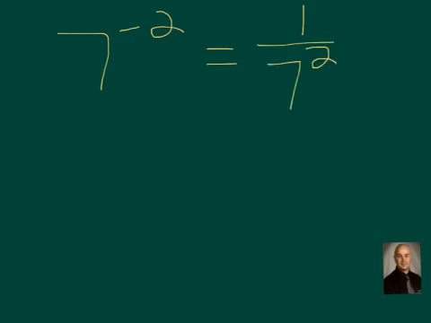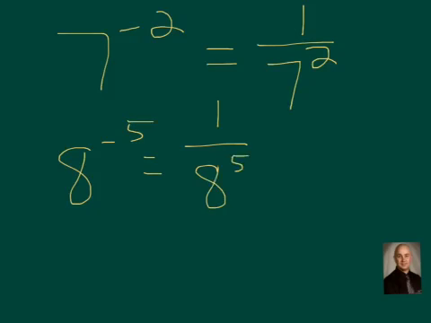So, for example, anytime you have a negative exponent, like let's say 7 to the negative second power, you know you can always write that as the reciprocal, 1 over 7 to the positive power. 8 to the negative fifth can be written 1 over 8 to the positive fifth. 10 to the negative third can be written as 1 over 10 to the positive third.